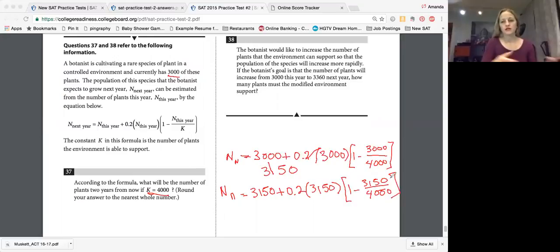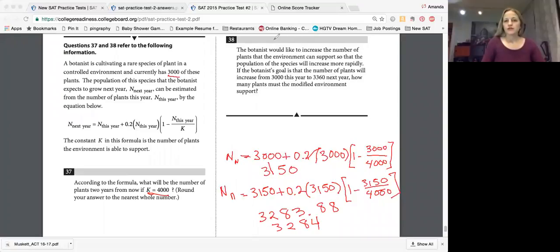And so again, 3,150 divided by 4,000 is my first step. 1 minus 0.7875 times 3,150 times 0.2 plus 3,150. So I ended up with 3,283 and then 0.88. And be careful because it says round your answer to the nearest whole number. So I would want to round that up. Okay.